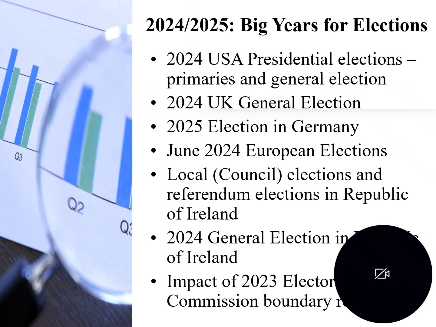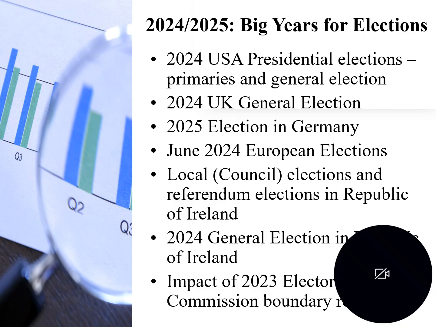Last point is just to remind you that what we're seeing in the last few years is a lot of really big elections. So presidential elections in America, general elections in Germany and the United Kingdom, European elections took place a few years ago. We've had a number of local elections in the Republic of Ireland in the last year. We had the presidential election last year. There was a general election in November of the previous year and local elections in June of the previous year. So a lot of elections have taken place.